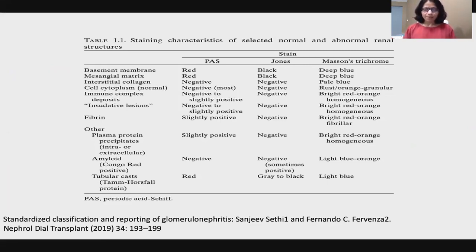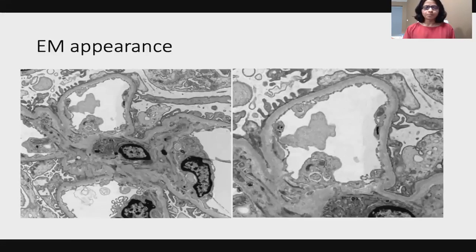So this table gives you how to look at each special stain and how to interpret it. The basement membrane stains different hues in different special stains used. In the case of PAS, it's red in color. With your silver stain, it is black in color. With Masson's trichrome, depending on what stains we use, it can be deep blue in color, etc. So please look at this table and try to see what component stains what color.